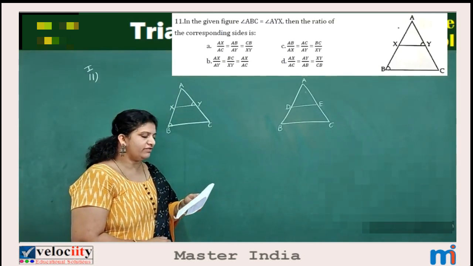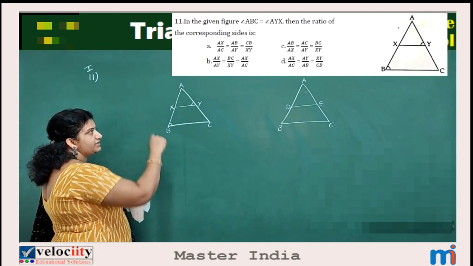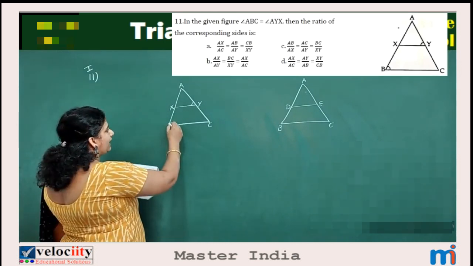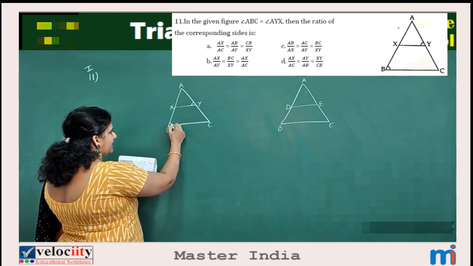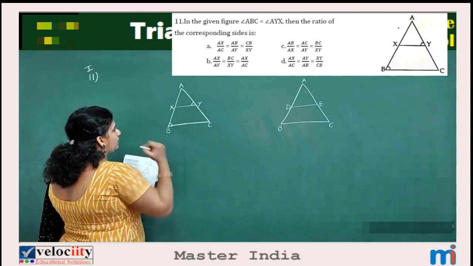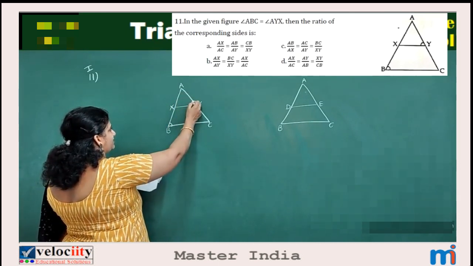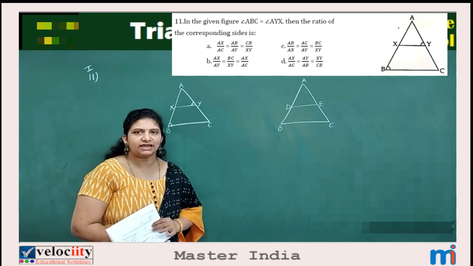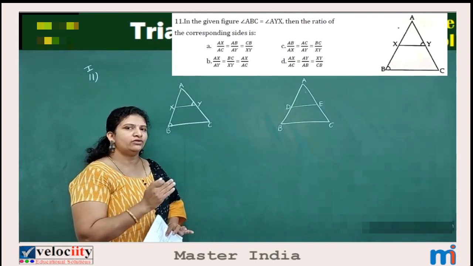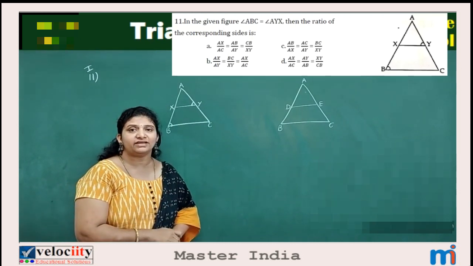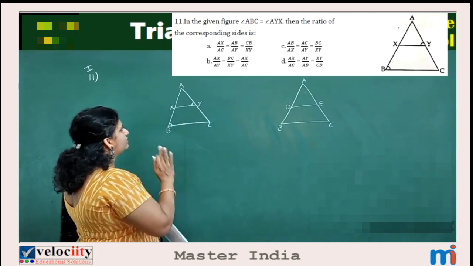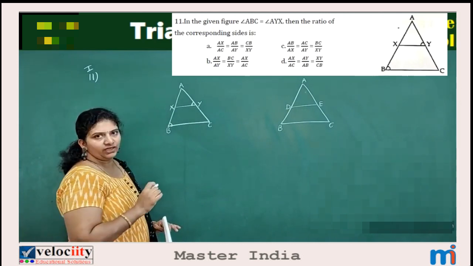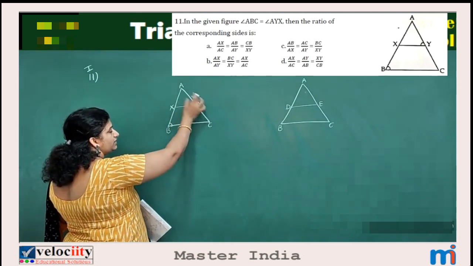11th one. In the given figure, angle ABC, you can see the figure here. Angle ABC means this angle, is equal to angle AYX, this angle. Then the ratio of the corresponding sides is... We need to compare the two triangles and write the ratio of corresponding sides. See the figure carefully. This angle is equal to this angle.